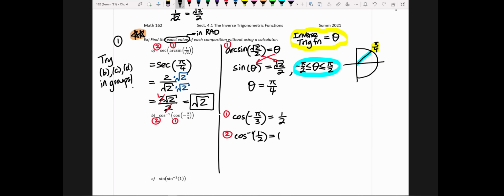That's equal to theta. To find the exact value of an inverse trig function, we have to get the theta value that satisfies the equation and also is in the restriction. So for inverse cosine, let me go back to the participant list. Okay, so Hector, for inverse cosine, what is our restriction for theta?